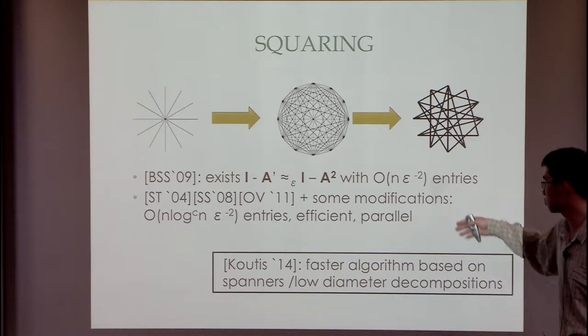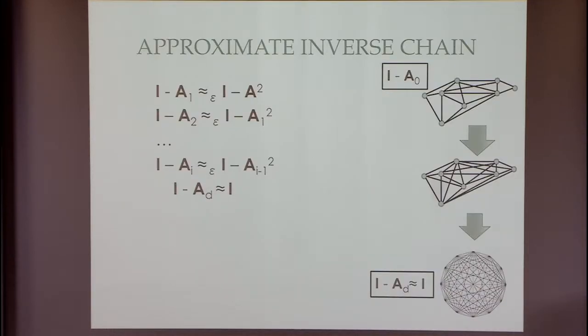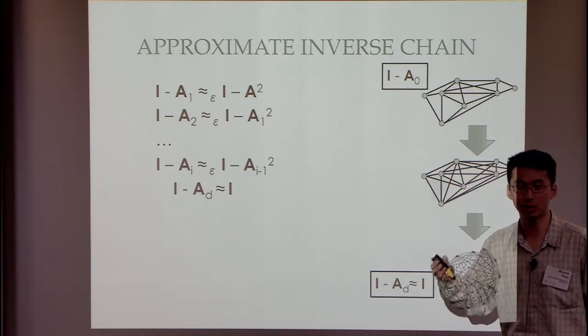This result has already been improved by Yiannis Koutis, who gave a faster algorithm based on combinatorial methods, namely spanners, or even just low diameter decompositions. But what we're going to do is just take this result and use it. We're just going to apply this to our matrix repeatedly over and over.